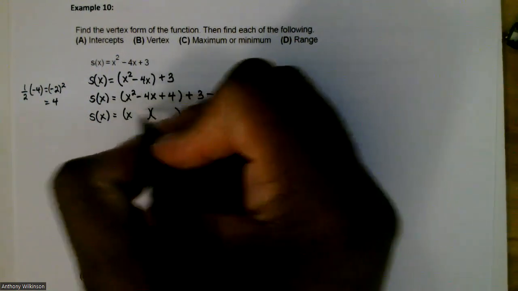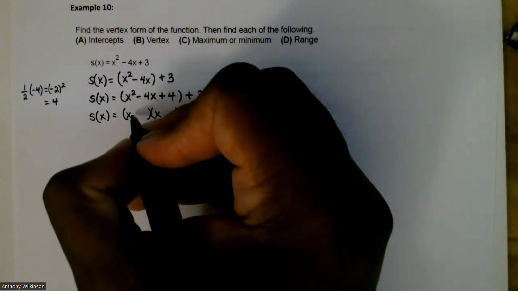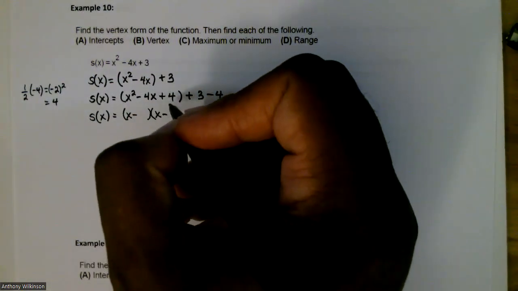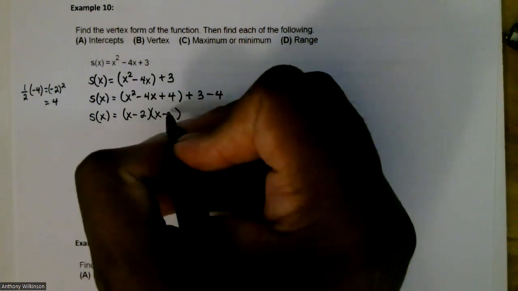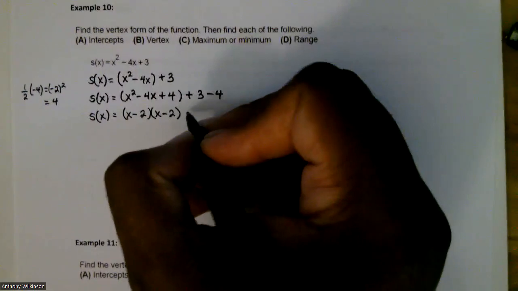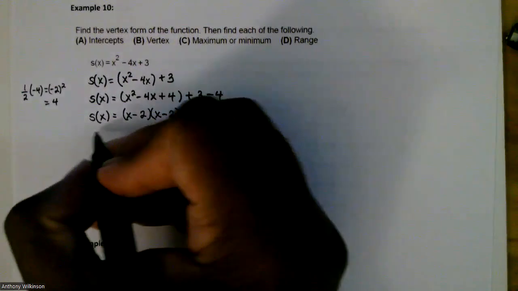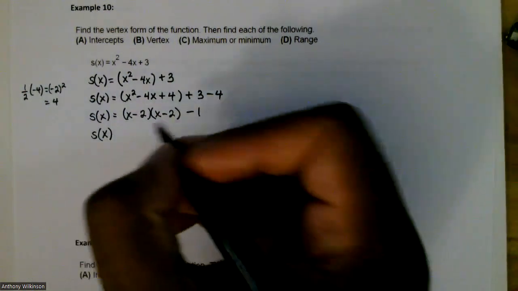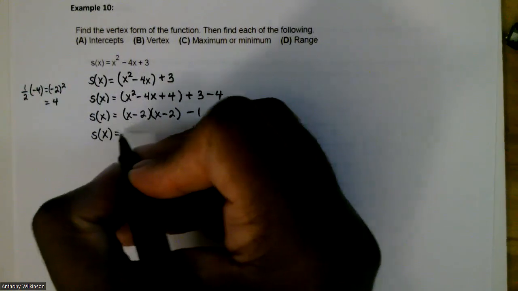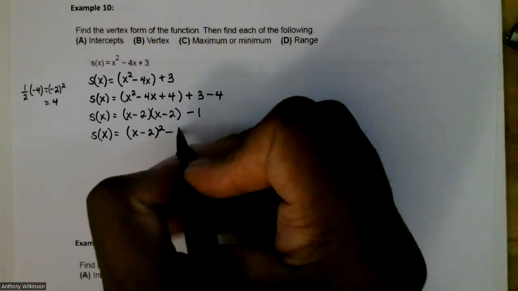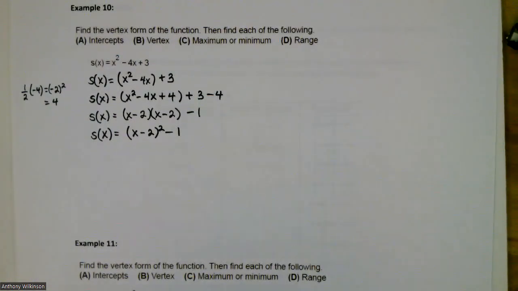x squared would be x and x if I put this apart. Middle term is a minus, the last term is a plus, so I write down the minus sign. Factors of 4 will have to be 2 and 2. And then plus 3 minus 4 would be a minus 1 if I add those two. But I'm going to write that x minus 2 times x minus 2 as x minus 2 quantity squared minus 1. That would be the vertex form of the function s of x.